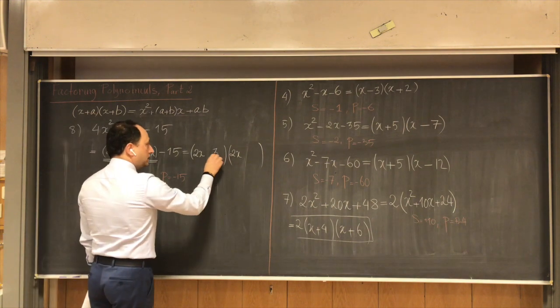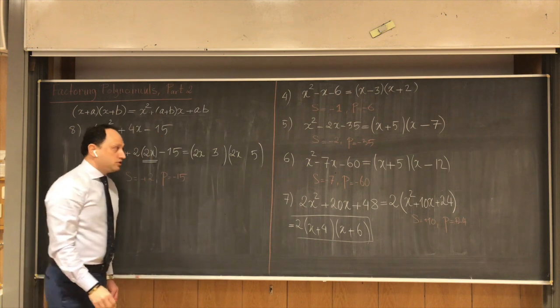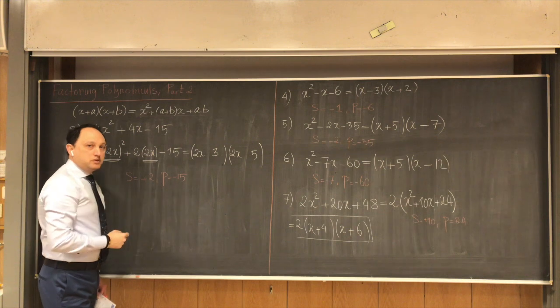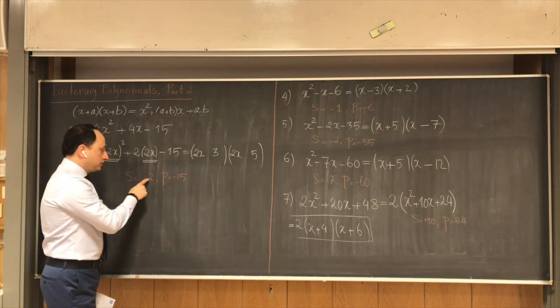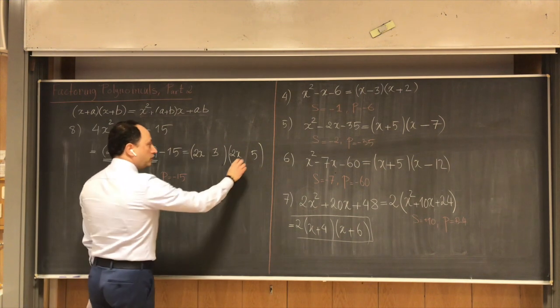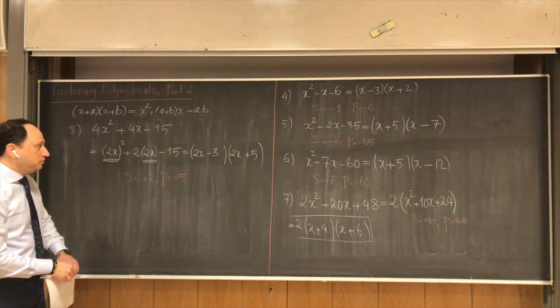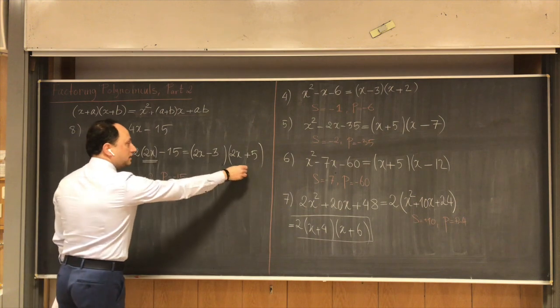So I put 3 and 5 here, and I have to adjust the signs. The product is negative, so one of them is negative, one of them is positive, but because the sum is positive, the bigger one is positive, and this one is negative. So I hope that you understand. Let me try to expand it if you don't understand.